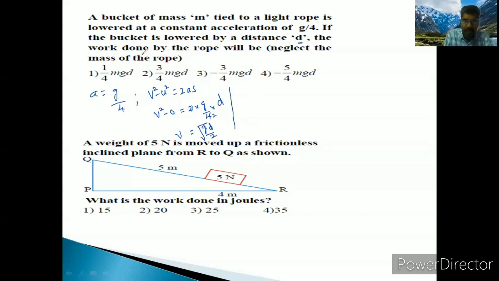What we need to find is the work done by the rope. Now, what are the works done there? Work done by the rope and gravity also is there. Work done by the gravitational force.